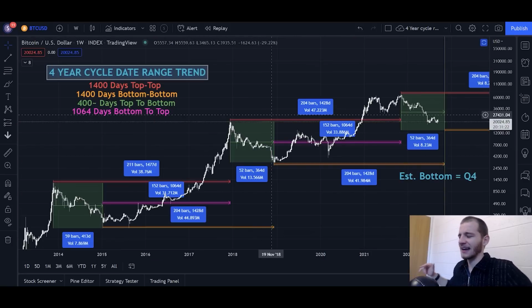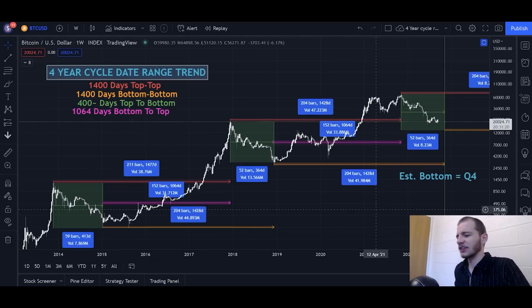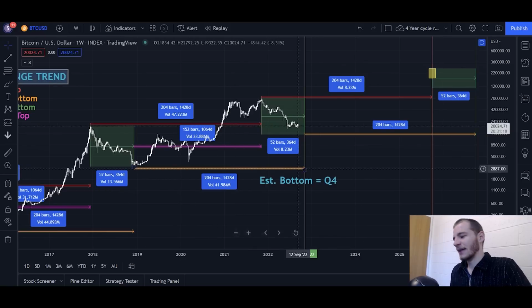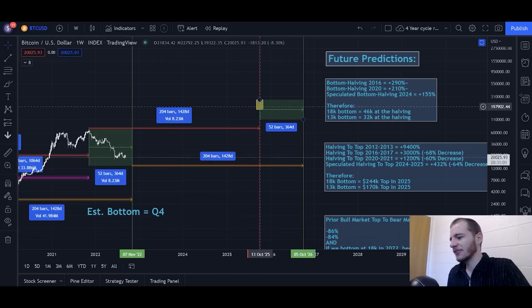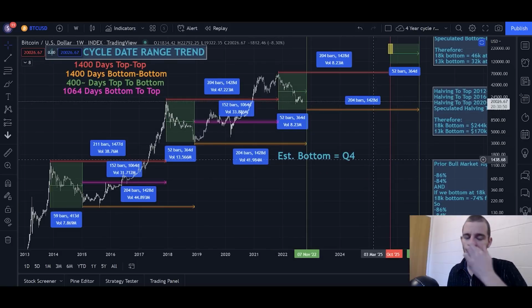So now that we understand all these trends exist, we can go ahead and extend it. We can say, okay, 1,400 days from 2018 bottom to 2022 bottom. That would put the bottom in Q4, and that's why I'm saying November and October are most likely to be the bottoms for Bitcoin in this cycle. But then we can go further and extend it even further than that. We come up with these results here, and we can see that the next bull market top on Bitcoin will be in October 2025, and the next bear market bottom on Bitcoin will be in October 2026, based on the 4-year cycle theory, assuming it holds true.